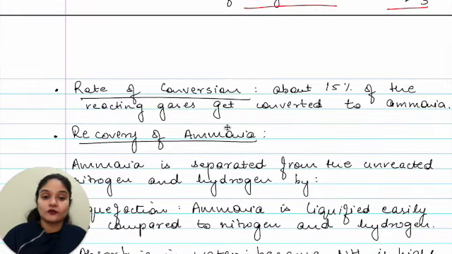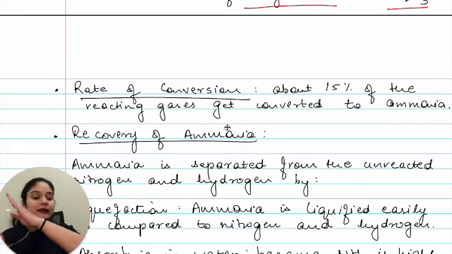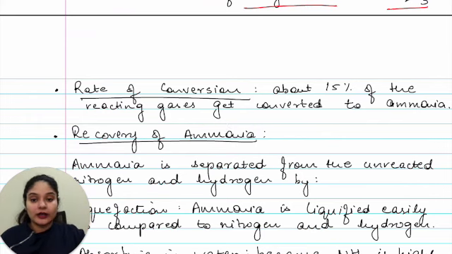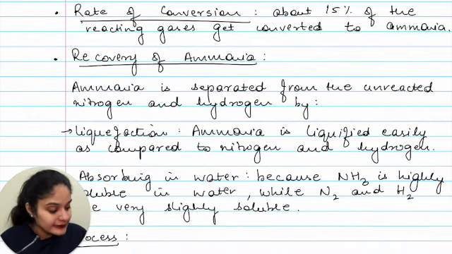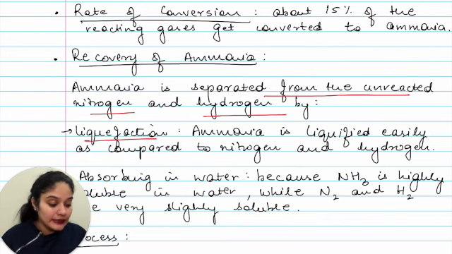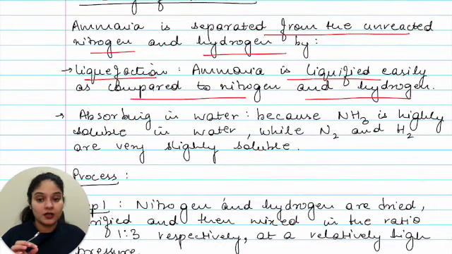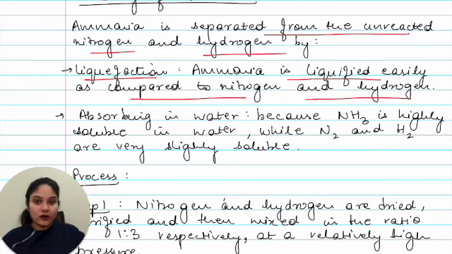Now rate of conversion. About 15% of the reacting gases gets converted into ammonia. Whatever is left out goes back into the process. Now recovery of ammonia. Ammonia is separated from the unreacted nitrogen and hydrogen by liquefaction. Ammonia is liquefied easily as compared to nitrogen and hydrogen. Absorbing in water: because ammonia is highly soluble in water, while your nitrogen and hydrogen are very slightly soluble in water, so it is easy to keep them separated.